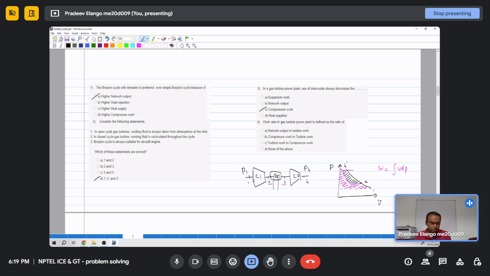Work ratio in gas turbine power plant is defined as the ratio of net work output to turbine work, compressor work to turbine work, turbine work to compressor work, none of this. Turbine work to compressor work. Actually it is net work output to turbine work. Net work output is turbine work minus compressor work. So this ratio is the work ratio. Net work is WT minus WC, divided by WT.